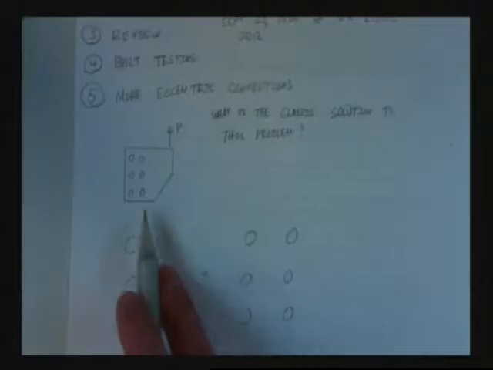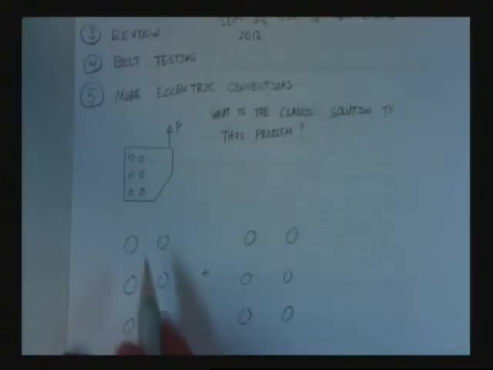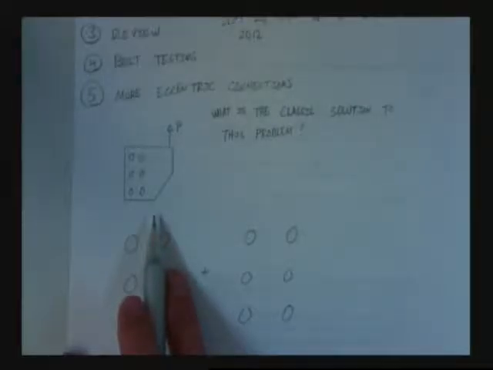Okay, so we've been talking about eccentric connections. This connection, is it eccentric or concentric? Eccentric, because the load is not going through the center of stiffness, right? And so I ask, what is the classic solution to this problem? From what you know so far, what is the classic way to attack this problem?